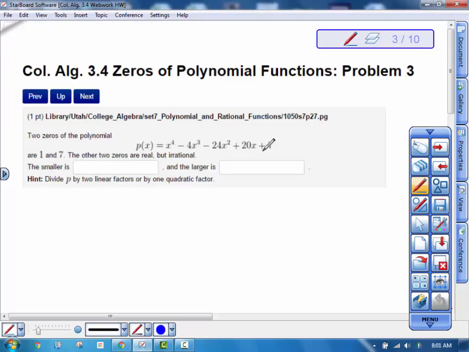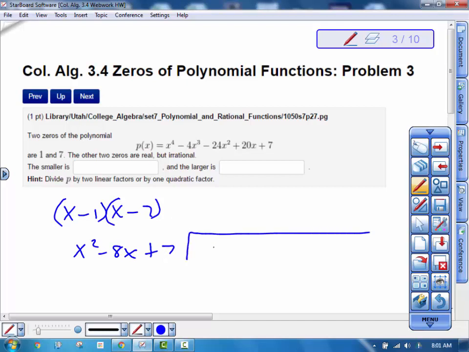All right, the next problem gives us a fourth degree polynomial. So we know it has 4 zeros. This one says 2 are real, 1 and 7, and the other 2 are irrational. So all 4 of them are real, 2 of them are whole numbers, and the other two are irrational numbers. So let's take the 2 and divide them in. Now, the factors are x minus 1 and x minus 7. So if we wanted to, we could FOIL this out and get x squared minus 8x plus 7, and we could divide it in using long division into this polynomial. That would work just as well to get what's left over. In fact, that might even be quicker if you like long division.